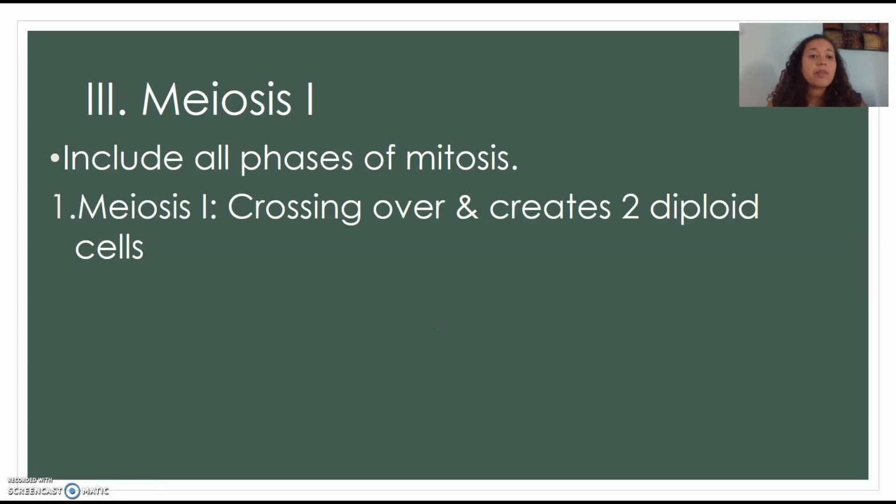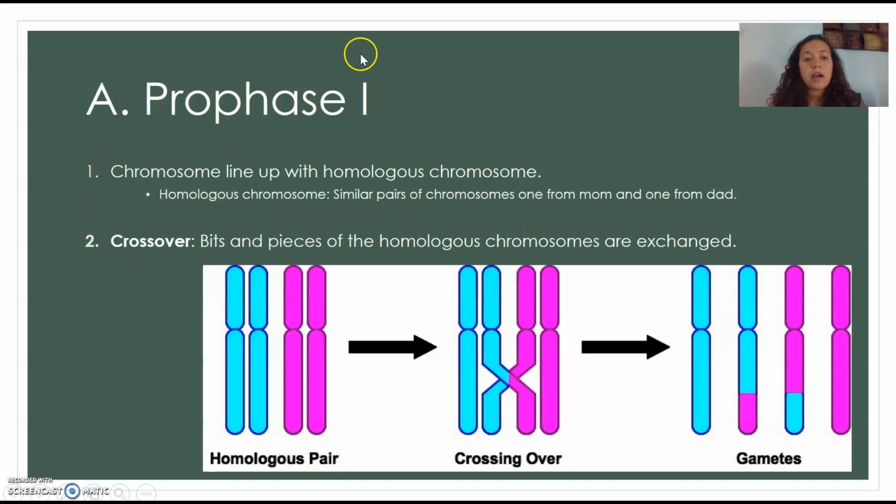Okay. So meiosis 1 includes all the phases of mitosis, except we have some new things. It's going to start crossing over. But we're going to end up with two diploid cells. All right, so the first one is prophase 1. We call it prophase 1 because we're only in meiosis 1. It goes through everything twice.